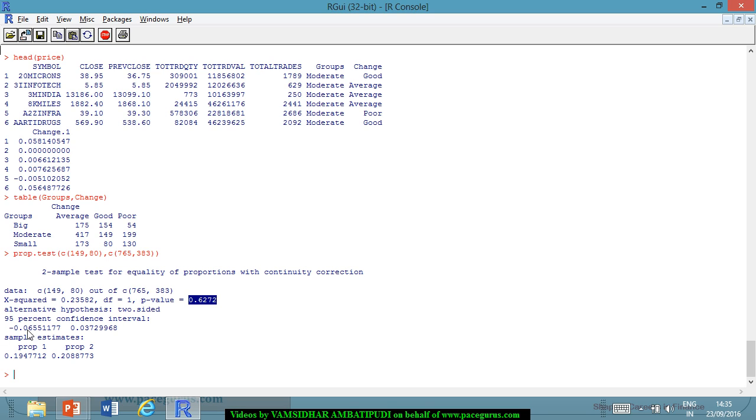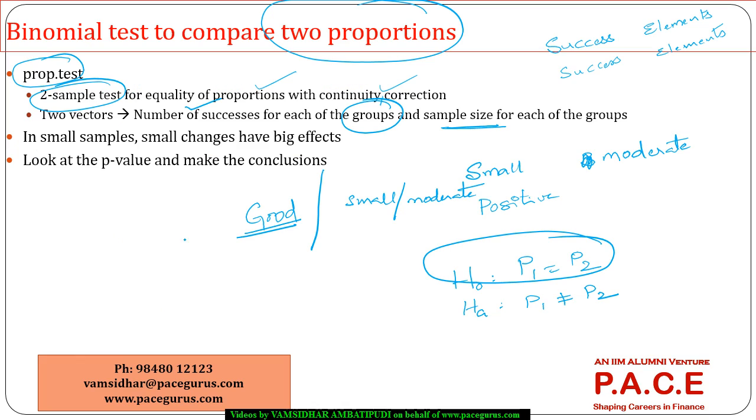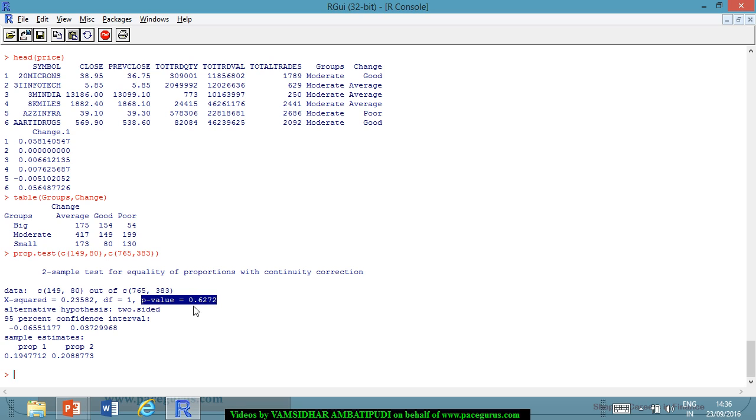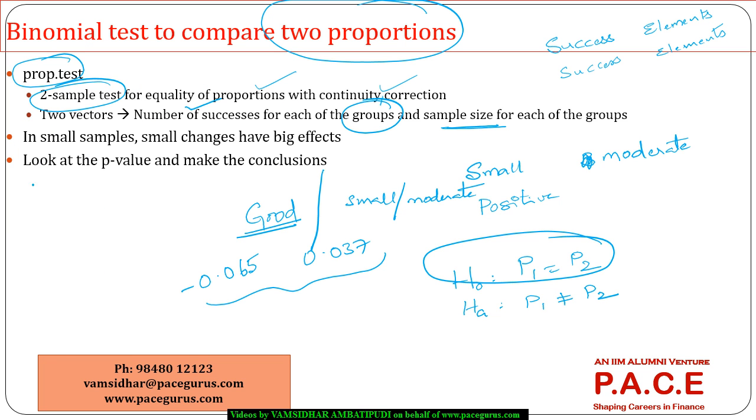And the 95% confidence interval of the difference between the proportions is minus 0.065 to 0.037. It's saying it could be anywhere between minus 0.065 to 0.037. And because 0 is there as a part of the interval, I cannot reject the null hypothesis. So based on the p-value also, I cannot reject the null hypothesis. Based on the 95% confidence interval also, I cannot reject the null hypothesis. If I am looking at the proportions, it is 19.47% in the first case. It is 20.88% in the second case. But these proportions are not that significantly different. That is what is being given by our prop.test.